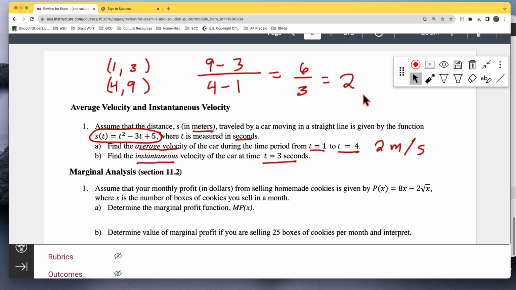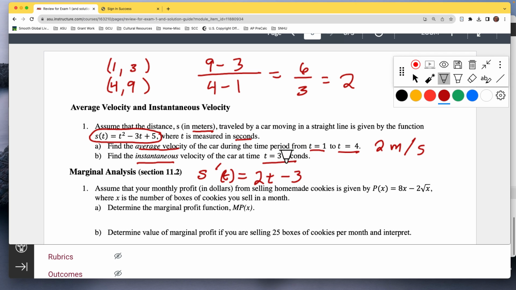So the derivative of s of t: the derivative of t squared is 2t to the first power. The derivative of negative 3t is negative 3, right? The t is gone because it's really t to the 0, which is 1. And then the derivative of 5 is a constant, so that's 0.